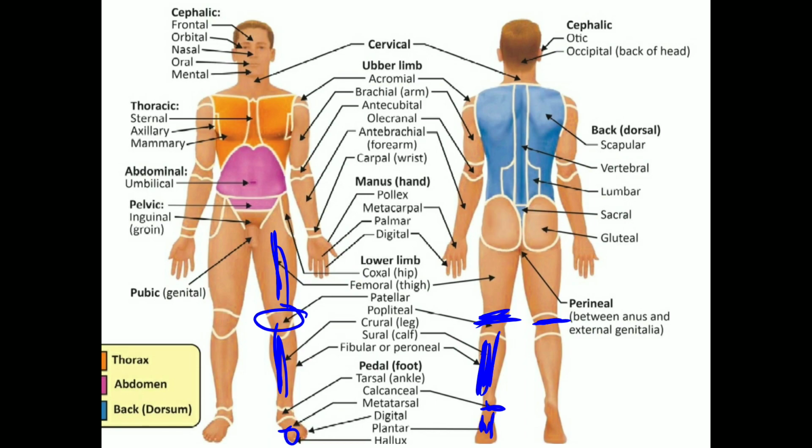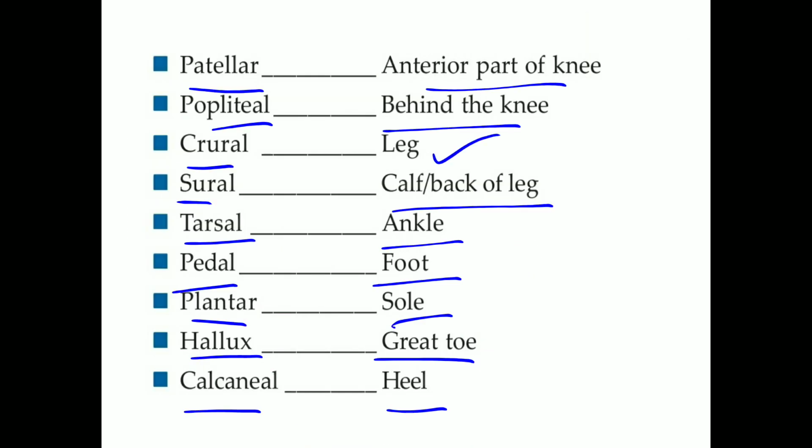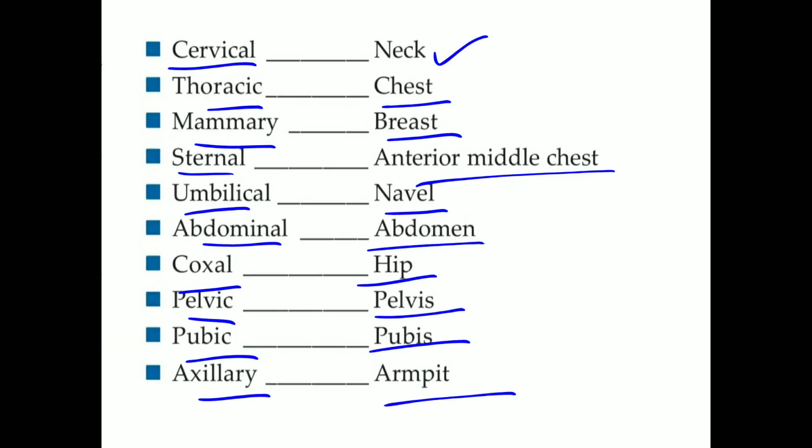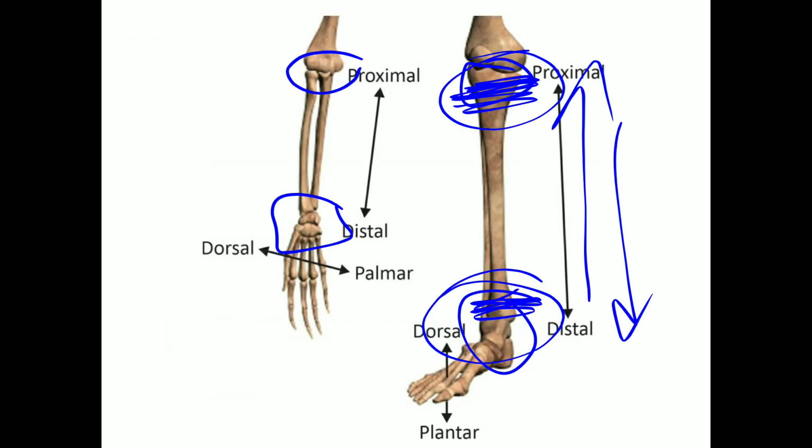The perineum is the region between the legs, between the anus and external genitalia, the perineal region. Okay, that was about the regional terms. So that was all about the introduction to the anatomical terms.